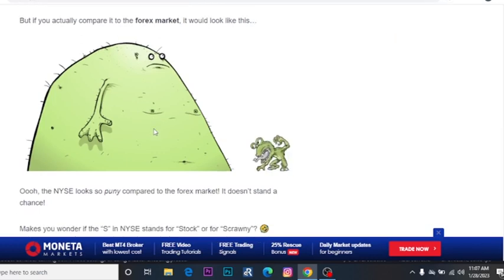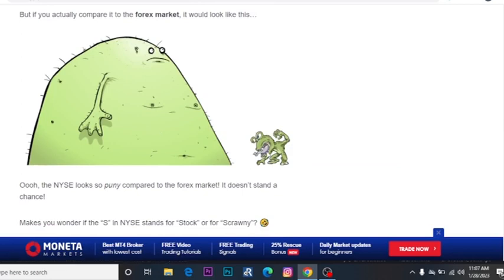They're trying to show you that the New York Stock Exchange, this big guy, is way smaller than the Forex market. Because this one is traded at 200 billion per day, and the FX market is traded at 6.6 trillion per day. Billions and then trillions. Let's continue.